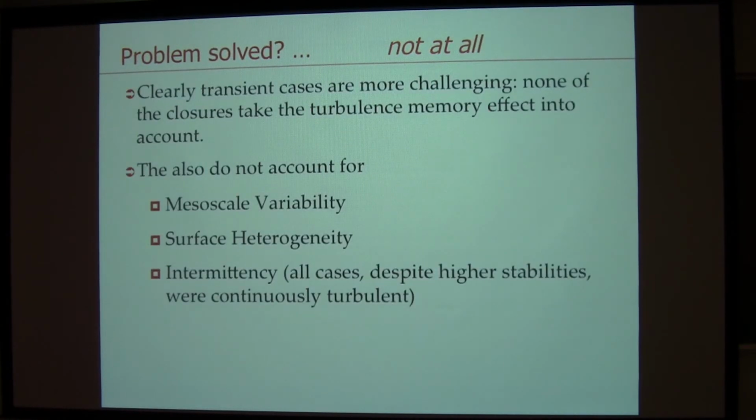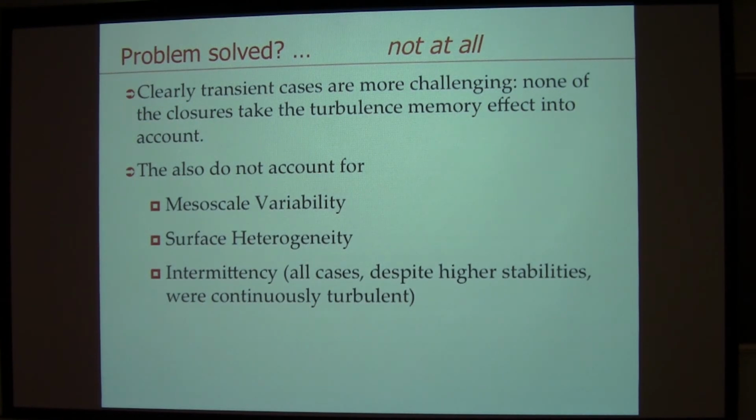So does that mean the problem is solved? I mean, does this kind of simple tweaking of the mixing length solve the problem? Not at all. Obviously, transient cases are much more challenging. There are other aspects that I didn't talk about here. And the reason is none of the closures take into account the fact that turbulence has memory. So if you suddenly transition to stable conditions, turbulence is not going to suddenly equilibrate and go away. So if you have unsteady conditions, there's this memory effect that can become important.